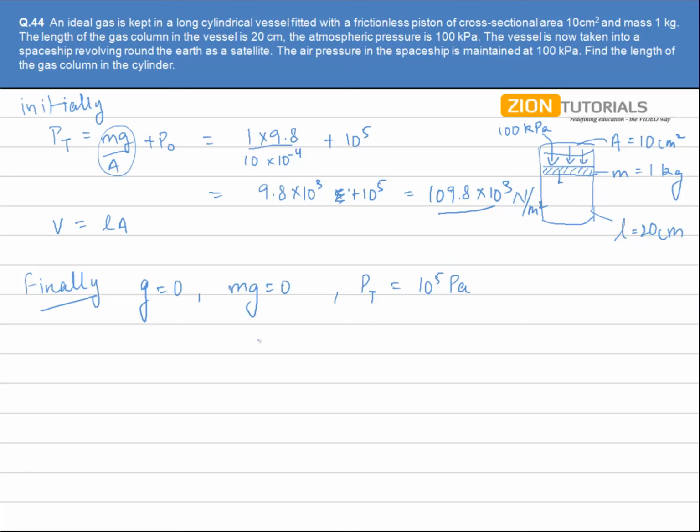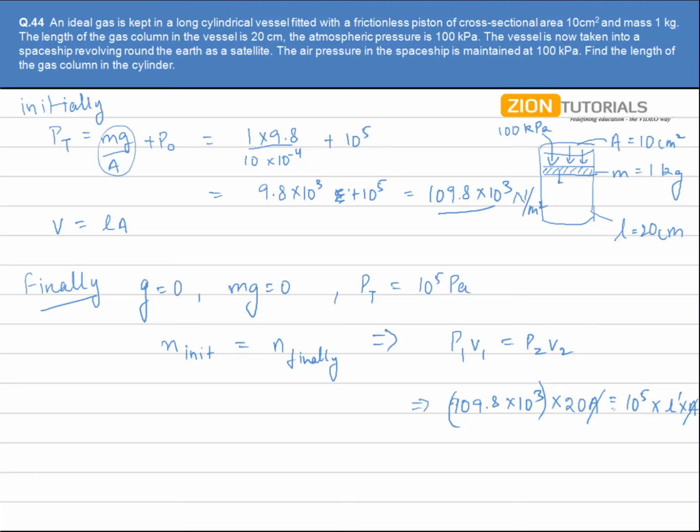Now it is saying find the length of the gas column in the cylinder. So basically we can see that no molecules have left the cylinder. So that means number of moles initially would be equal to number of moles finally, right? Since the temperature is not given, we can assume that the temperature would be the same, so P1 V1 should be equal to P2 V2. So P1 would be 109.8 into 10 raised to the power of 3, into the earlier volume, 20 into A. This would be equal to the final pressure, 10 raised to the power 5, into L dash into A, right? L dash is the final length.